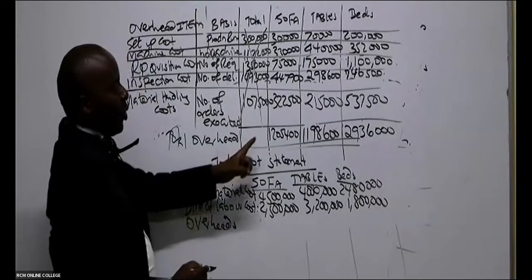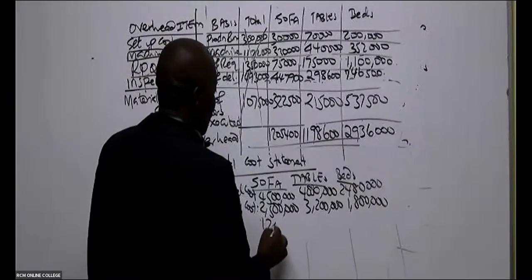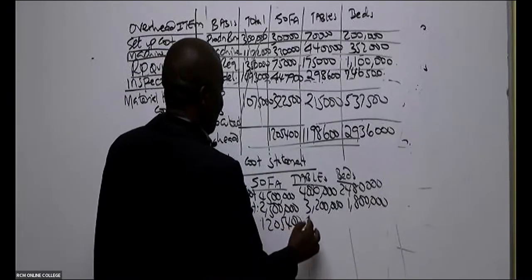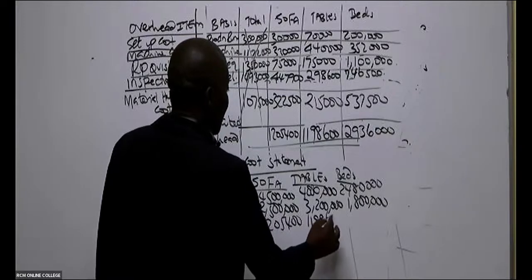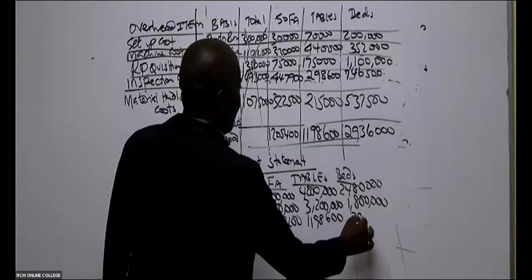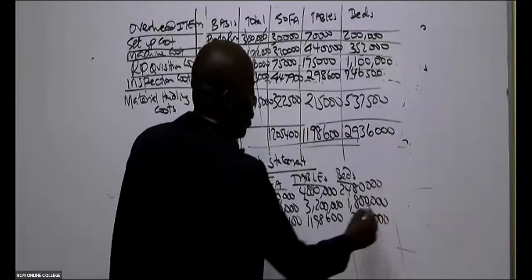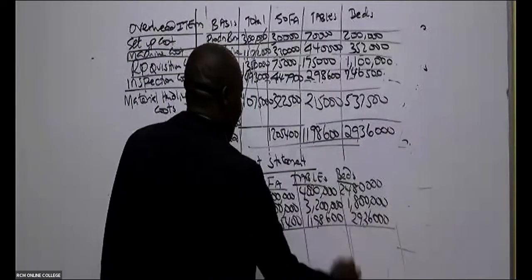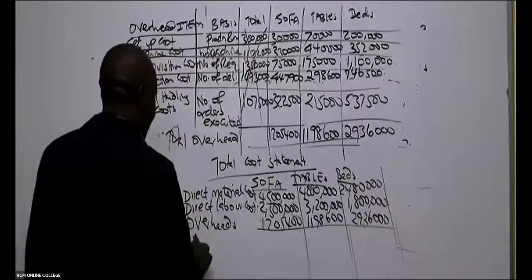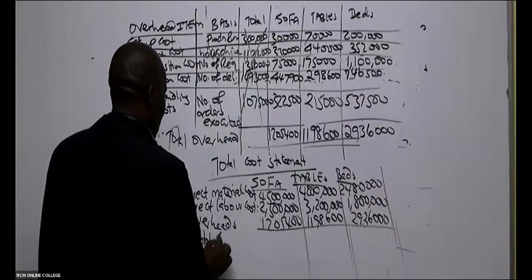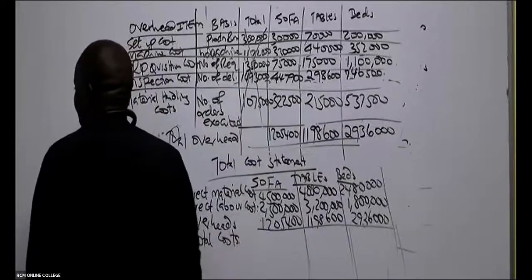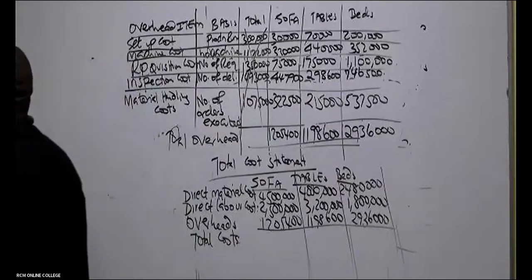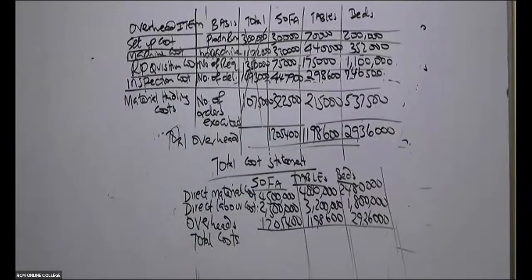overheads. The overheads you already have here: 1,205,400, 1,198,600, 2,936,000. So come and add this up and give me the total costs. Total costs. So what do we have?